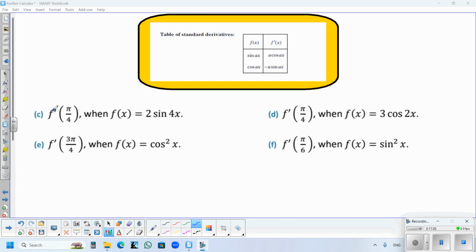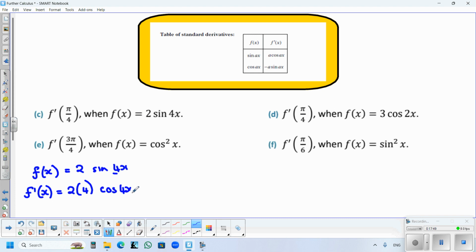So we've got to find f dash pi by 4 when f(x) is 2 sine 4x. So the number in front of x is a 4, so f dash x is going to be multiplied by that 4. So it's 2 times 4, and the derivative of sine is cos, so it's cos 4x. When I tidy that up, I get 8 cos 4x.